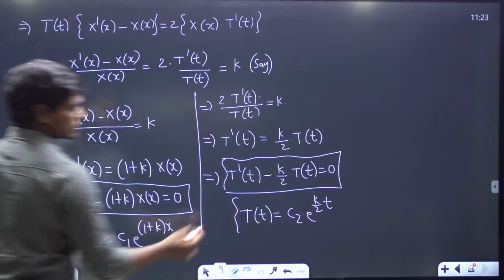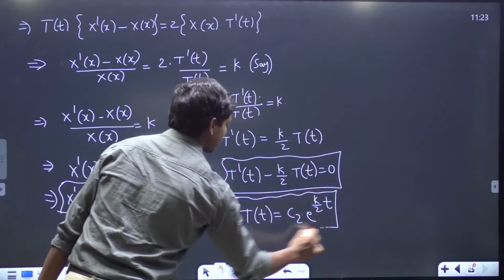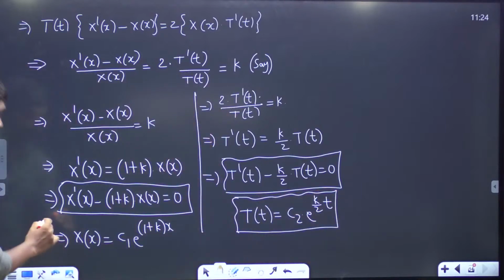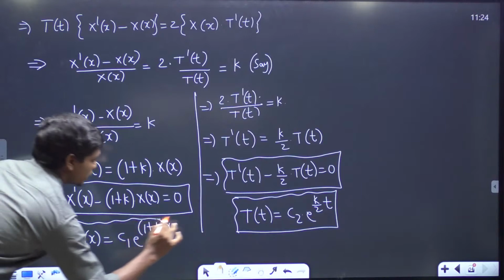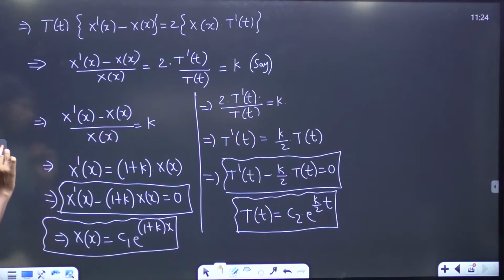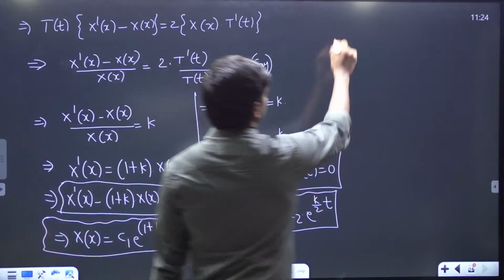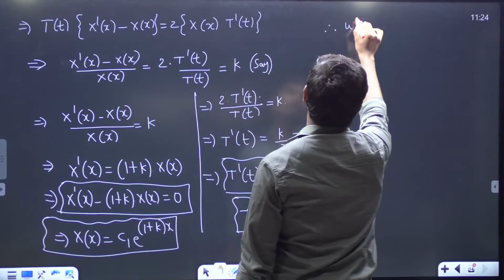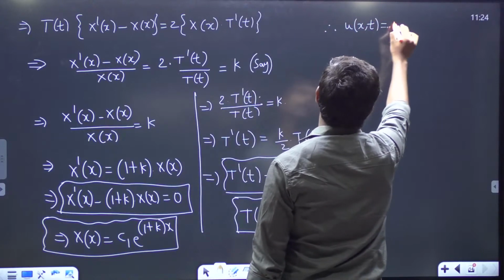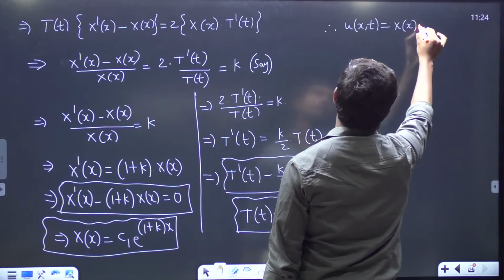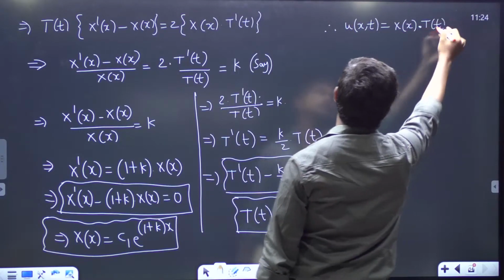Yes, correct. So everything is fine. So T of t is this function that we have, and X of x is this particular part that we have here. Is that okay to you? So therefore, we can have u of x comma t is equal to X of x into T of t. So this is what we assume.